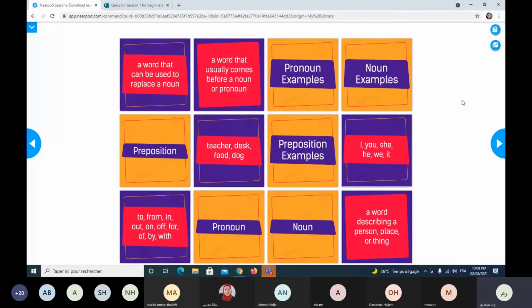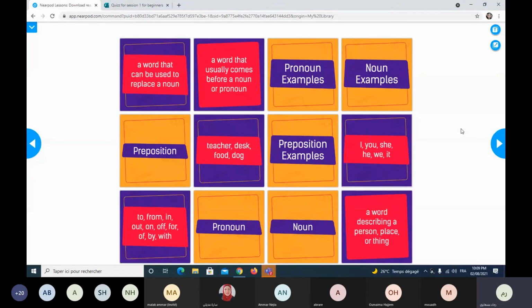Okay. Next, you have I, you, she, he, we, and it. What are these? Examples of what? Next, you have to, from, in, out, on, off, for, of, by, with. These are examples of what? Next, you have pronoun, noun, and the last card, you have a word describing a person, a place, or thing. What do we call that? The word that describes a person, a place, or thing. What do you call that?